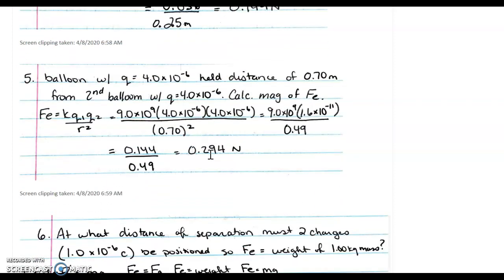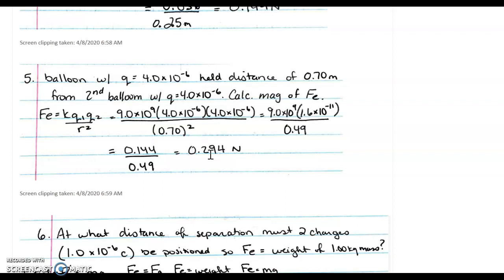Number 5, a balloon with a charge of 4 times 10 to the negative 6 coulombs is held a distance 7 meters from a second balloon having the same charge. We're looking at the magnitude of the repulsive force. They're both negative, so therefore they're trying to push each other away.